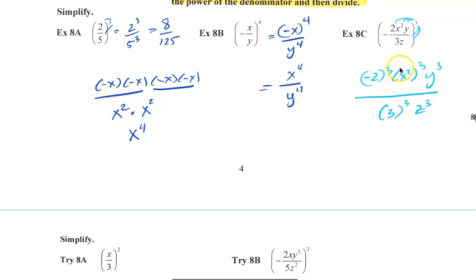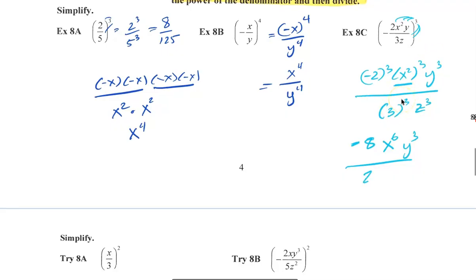Now, this is an odd power, so it will stay negative. So negative 2 to the third is negative 8. X squared to the third, remember in this case, power to power, you multiply them. X to the 6, y to the third. 3 cubed is 3 times 3, which is 9, times 3, which is 27. And then z to the third. And that would be my answer to that one.